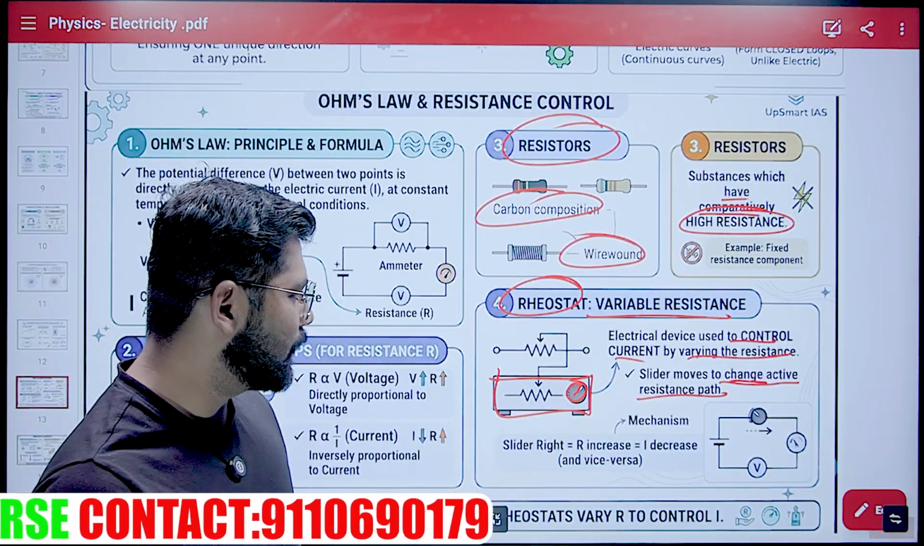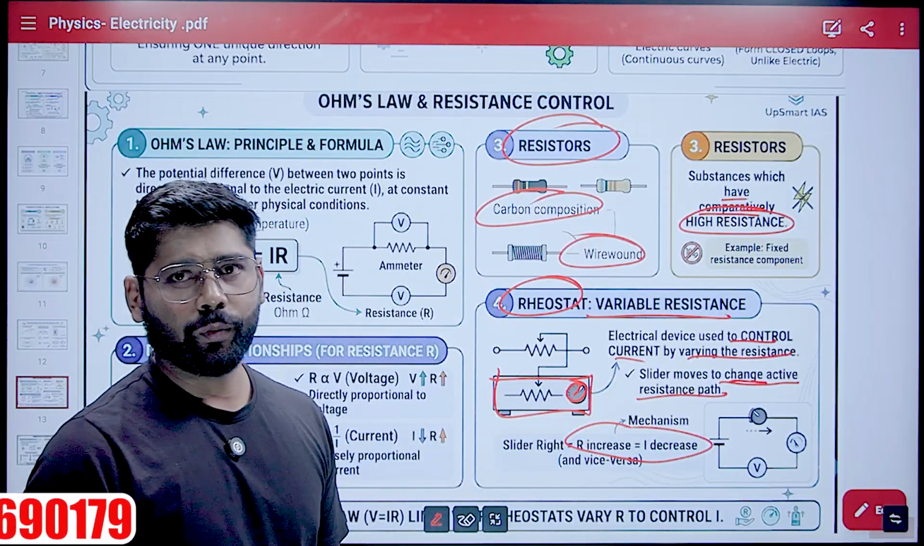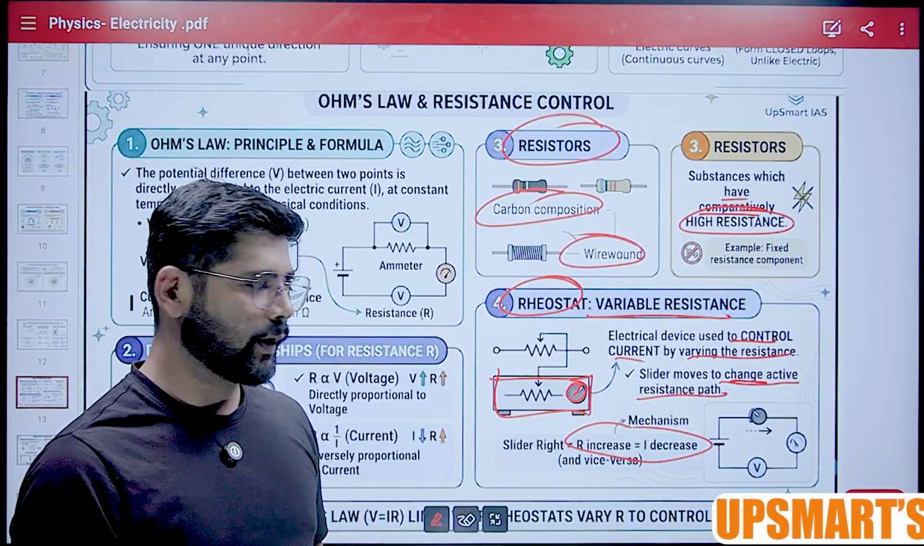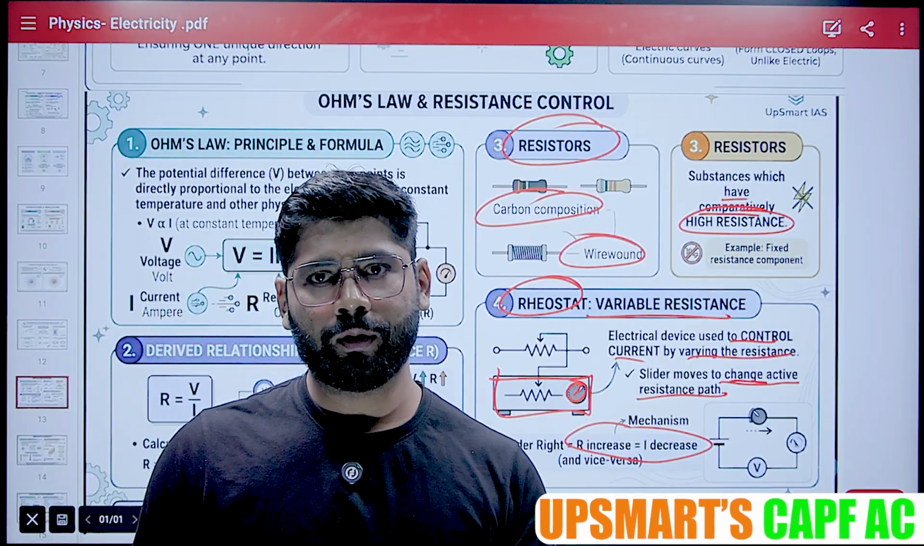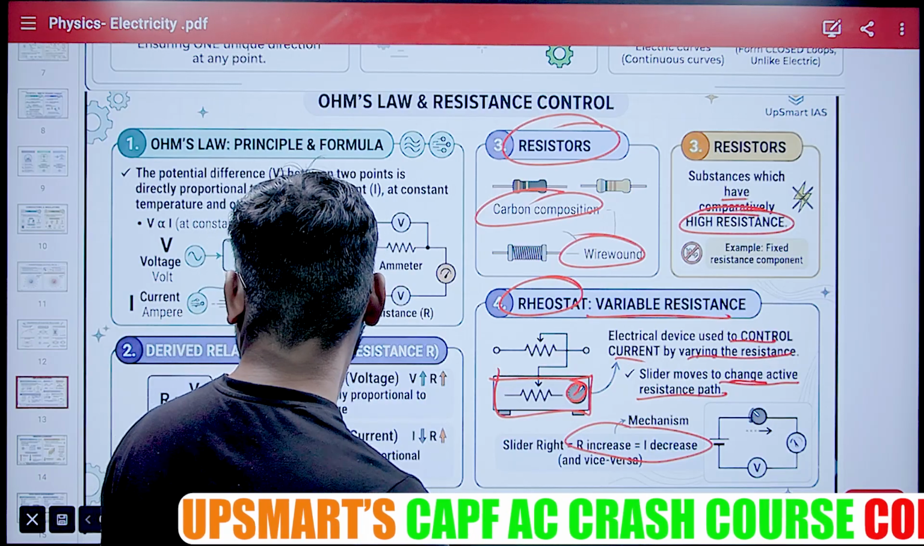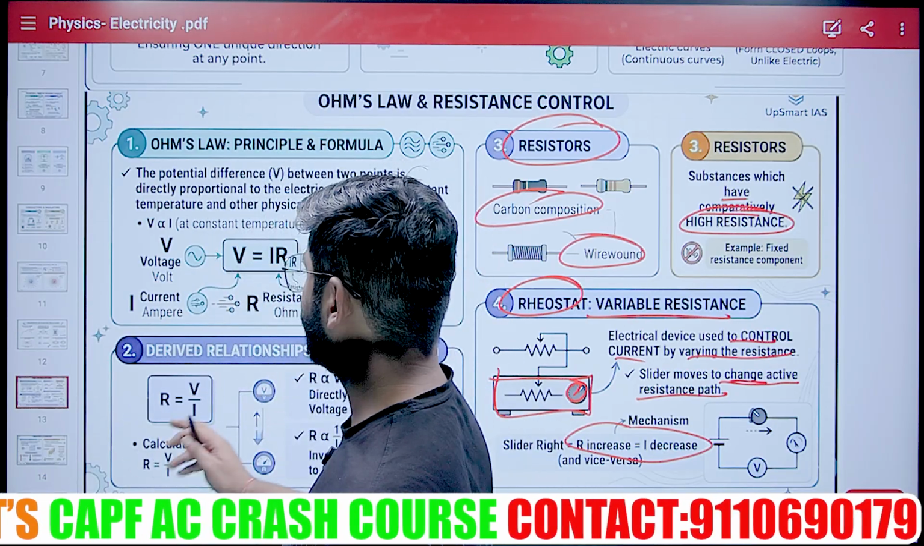So when the resistance is increasing, the current will decrease. Similarly, when we move the slider towards the left side, the resistance will get lowered and the current will increase. The flow of the current will increase. So that is Ohm's law.